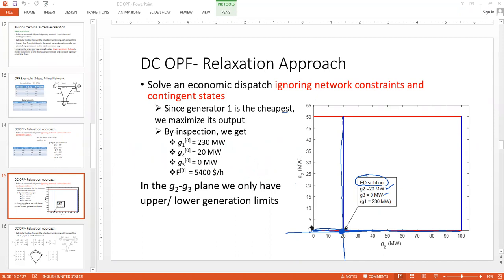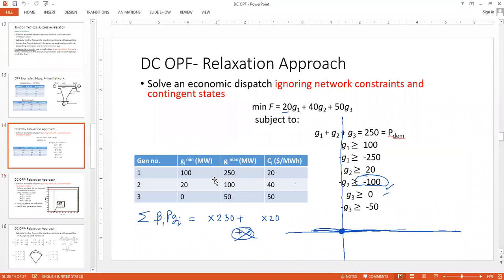Now that we have got the ELD, we can easily calculate the cost. What would the cost be? The cost would be the summation of beta I times PGI. We know the PGI now, so let's write 230 times beta I, plus for the generating unit 2, 20, plus 0 for unit 3. So it is 0, and we don't have to bother about G3. We only have to bother about beta 1 and beta 2. So let's see what beta 1 and beta 2 are. According to our data, beta 1 is 20, beta 2 is 40.